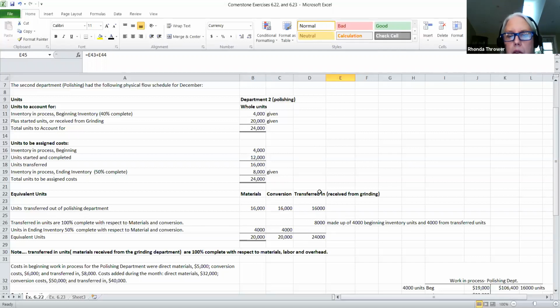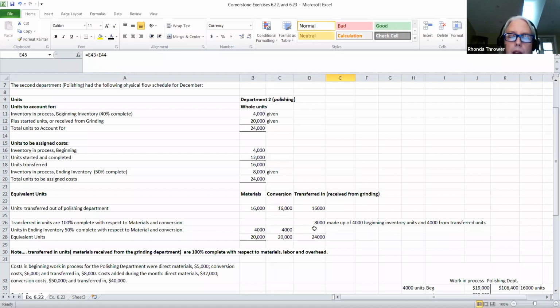Notice I put this in the third category here for what we have received from the grinding department. We've received in 20,000 total units. We transferred out 16,000 of those. So we have 8,000 units left, made up of 4,000 of the beginning inventory units and 4,000 from the transferred in units, the 20,000 that we originally got. The total amount of units in ending inventory is 8,000.